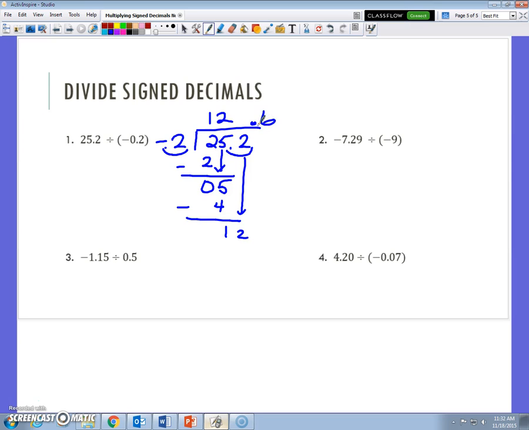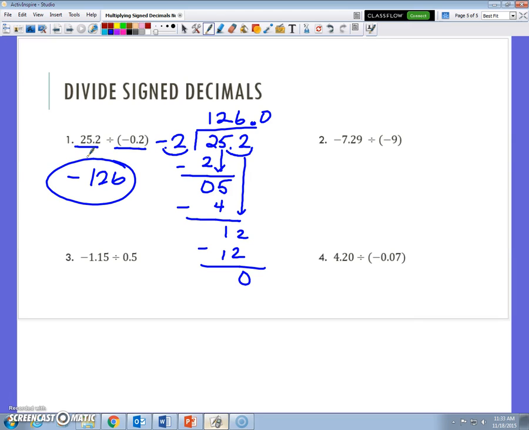Oops. Put that on the wrong side of the decimal. 6 times. And so 6 times 2 is 12. I have no remainder at all, so 126.0, also known as 126. However, we have a positive and a negative, so I know my solution will be negative. All right.